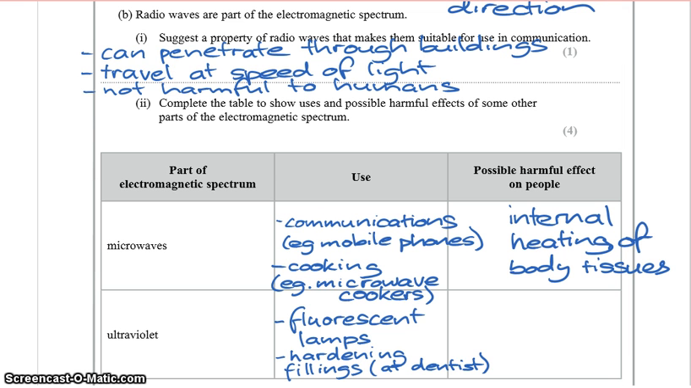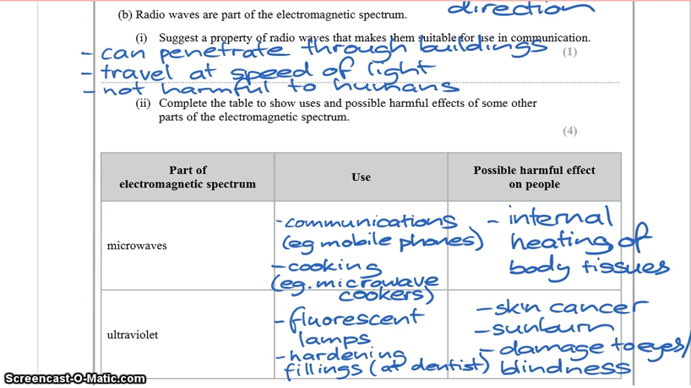A couple of possible uses that you can use UV for. They're used as fluorescent lamps. Those little lamps that are used to detect forged banknotes use ultraviolet fluorescent lamps. Second use is for hardening fillings at the dentist. If you've ever been to the dentist recently, they've got a little machine that goes inside your mouth to harden off the fillings, and that uses ultraviolet as well.